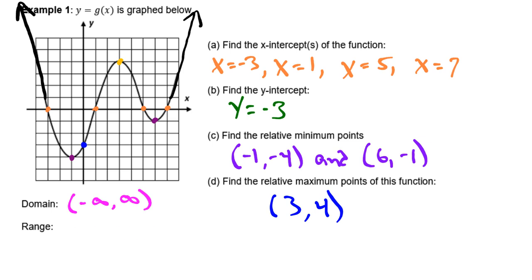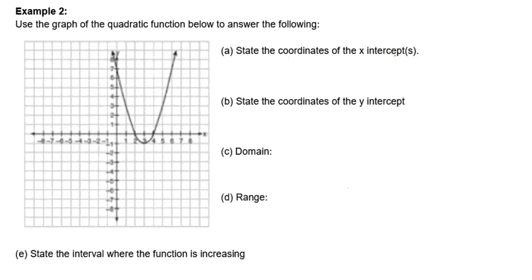So our range includes the negative 4 for the lowest value, and then goes up to infinity. So I think we did that one in class. It makes sense that we would have gotten through that in class. So let's just go to the next example.